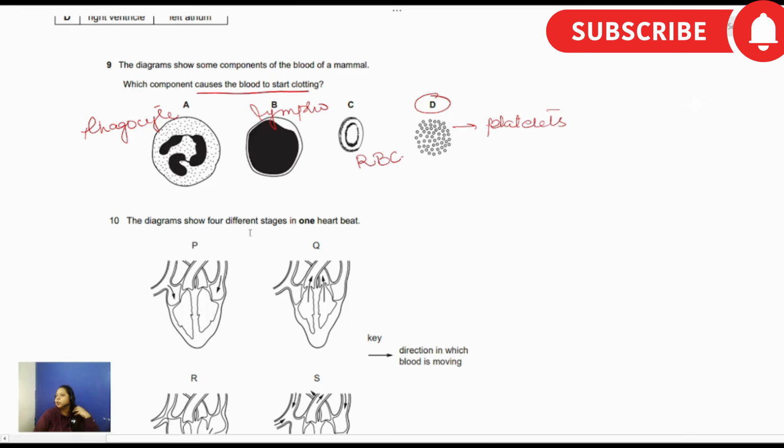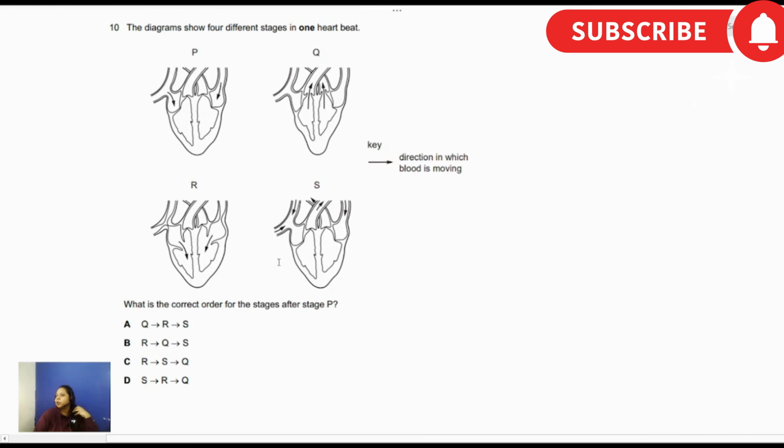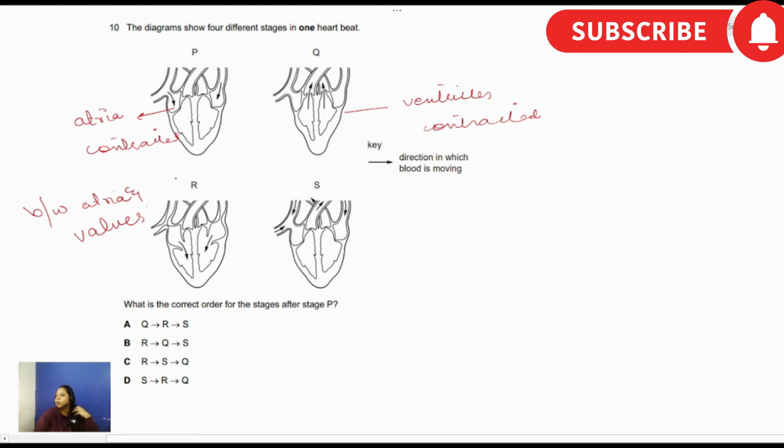Good. The diagram shows four different stages in one heartbeat. In this stage, the atria are basically contracted. In this stage, the ventricles are contracted. Let's write. In R, the valves open, which are between atria and ventricle. And what is happening in D? The blood is transported through the blood vessels.